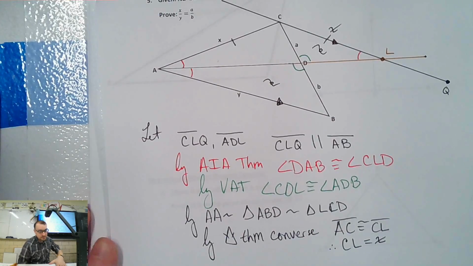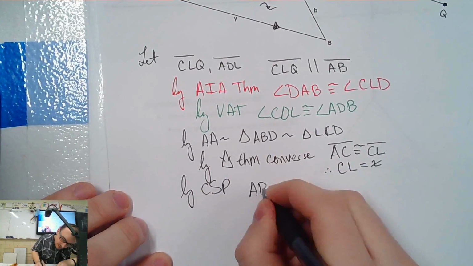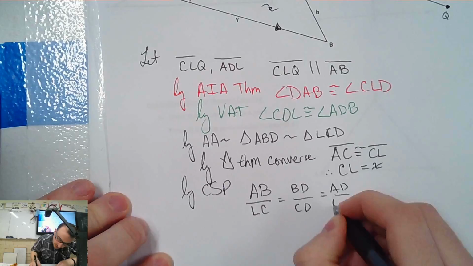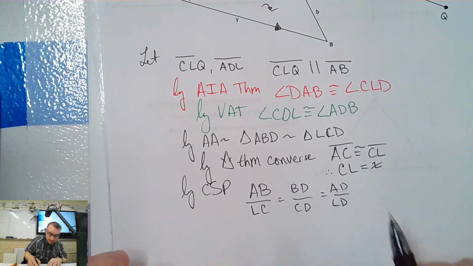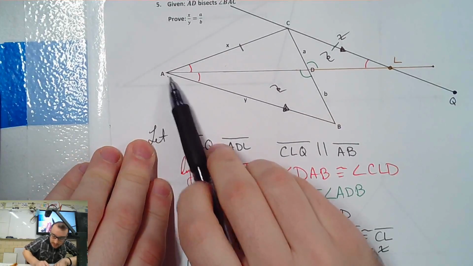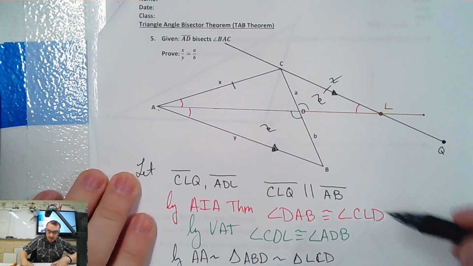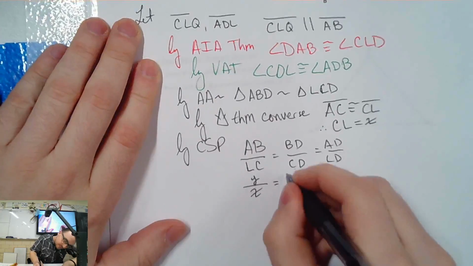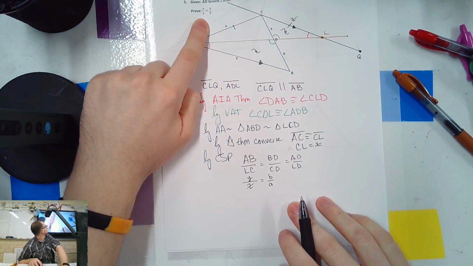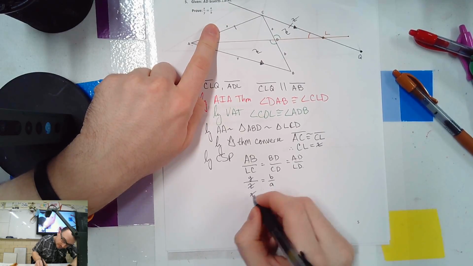And now we're going to do CSP. All right, moving down. Let's do CSP. By CSP, AB over LC equals BD over CD equals AD over LD. Well, we know CL is the same thing as X, and AB, according to our diagram, is Y. So it's Y. BD and CD: BD, little b, CD, little a. Now, AD and LD I don't care about, because that's what I want. Now, how do I get that to look like this? What's the last step? Flip them both, right? And I win.